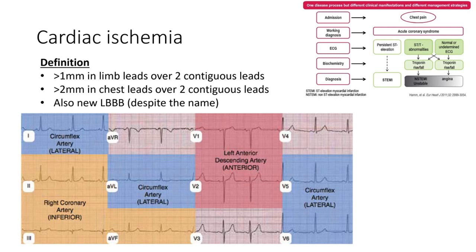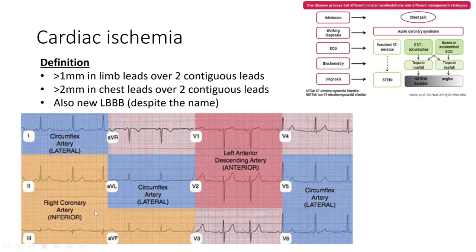So, what defines ST elevation? Well, that's more than 1 millimeter in the limb leads over 2 contiguous leads, or more than 2 millimeters in the chest leads over 2 contiguous leads. If we want to talk about MIs or STEMIs, a new left bundle branch block is also part of the ECG change that we would define as in keeping with ST elevation myocardial infarction. So that's something you want to look out for in someone you're querying MI.